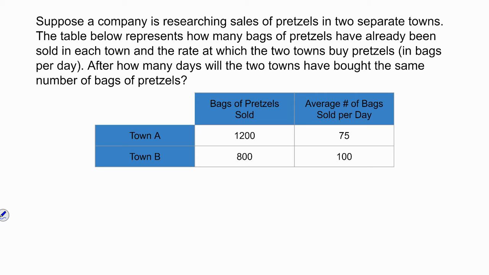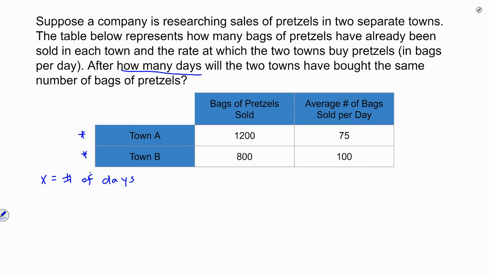So we're doing a little market research here, doing some practical applications as much as we can. And we're trying to see which town is growing a little bit more. We're trying to see when they will be equal. So let's dissect the problem. We're looking for how many days until the two companies have bought the same number of bags of pretzels. So let's create a variable here, because that's what we're looking for. We have an unknown. So this is going to be a number of days. So we're looking for the number of days to make this town equal this town.